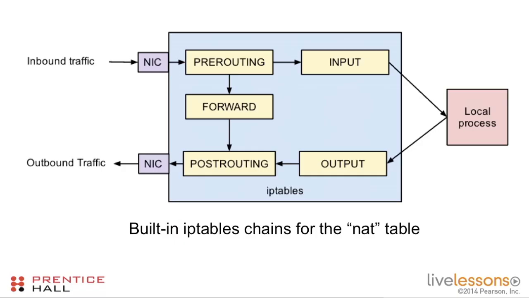On the bottom of the diagram here, we show the output chain and the postrouting chain. They're just like what they sound like. Output is for packets leaving the system, so it searches the rules in that chain and matches against outgoing packets. So my system is initiating a connection outbound to some other system. And postrouting is after all of the routing rules have been applied, just before the packet goes on the wire onto the network, that applies some rules.